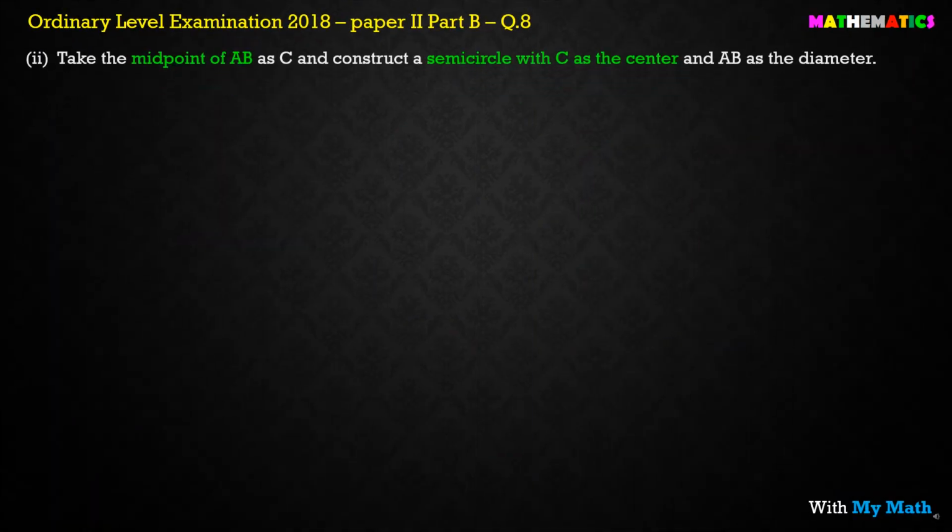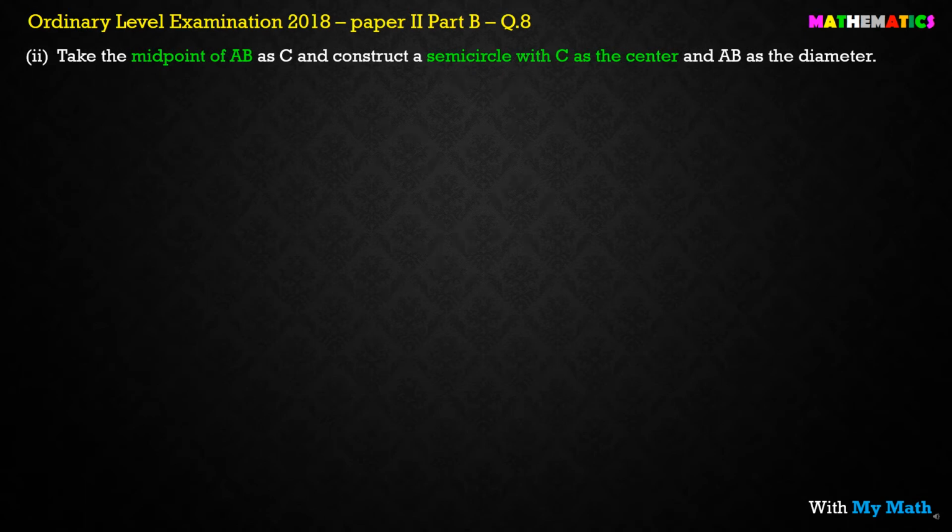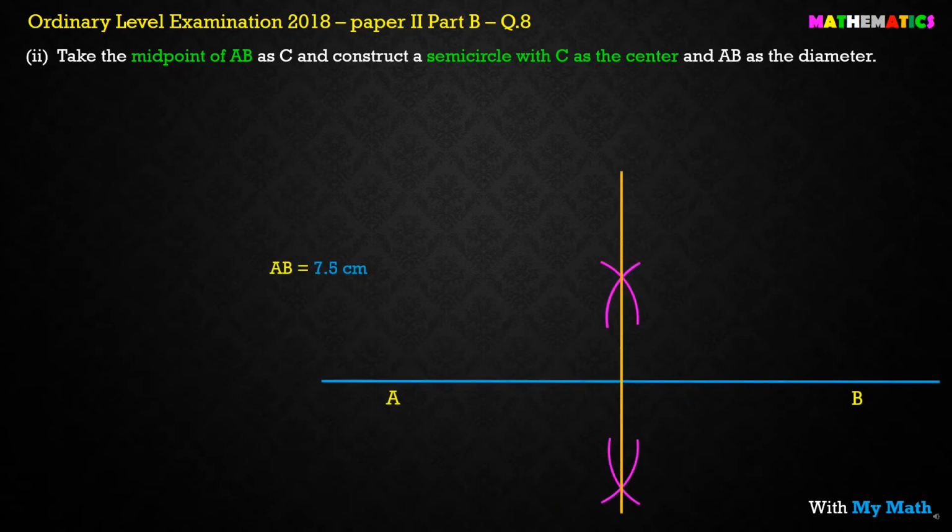Okay students, this is your second question. Take the midpoint of AB as C and construct a semicircle with C as the center and AB as the diameter. So it is easy. I will show you how to do that. The midpoint of AB as C: we have already done the perpendicular bisector. Bisector means this point is the middle of AB. So I put it as C.